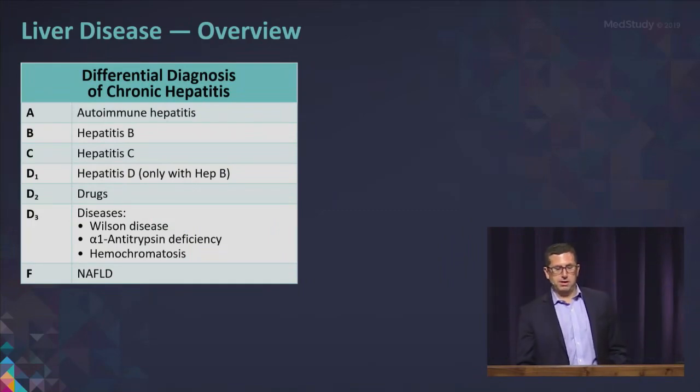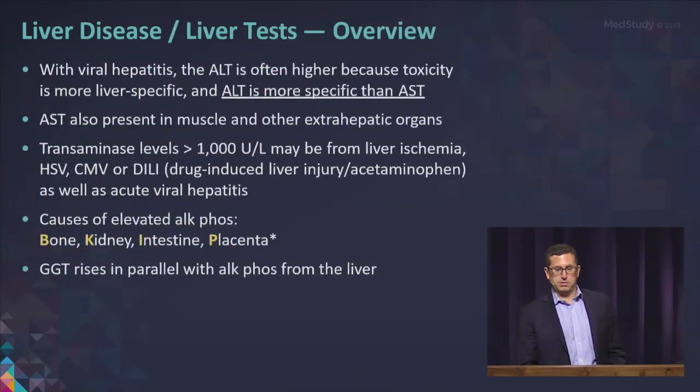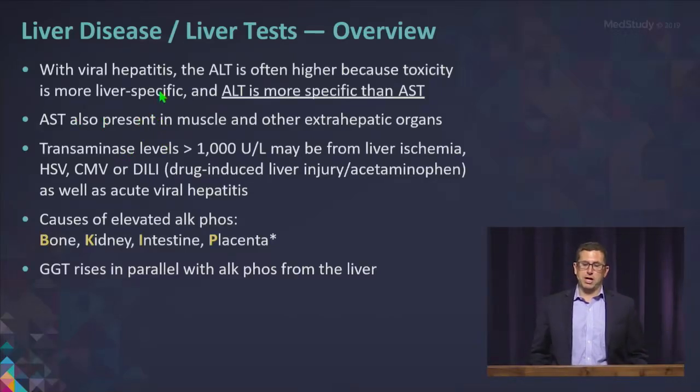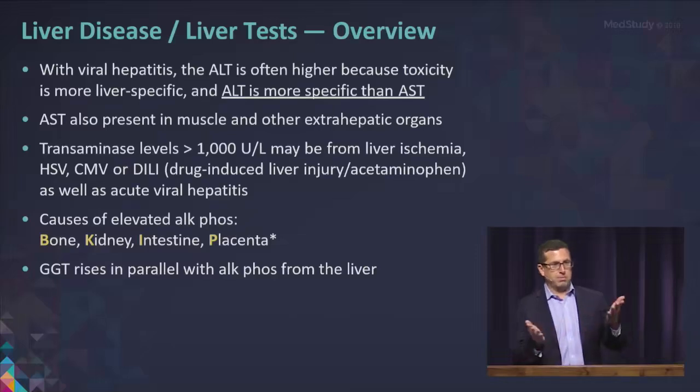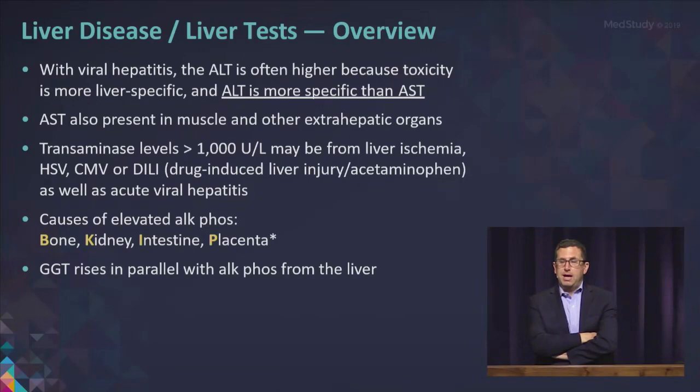So liver disease, we're going to talk about viral hepatitis, drug-induced liver disease, and some hereditary conditions associated with liver disease. So just to talk a little bit about liver tests in general, with viral hepatitis, the ALT is often higher because toxicity is more liver specific. So everyone remembers that ALT is much more specific for the liver than AST. AST could be seen in a variety of other organs, including or systems, including muscle.